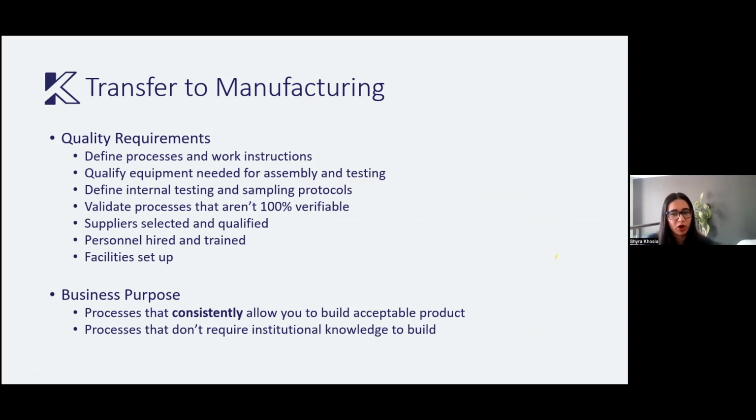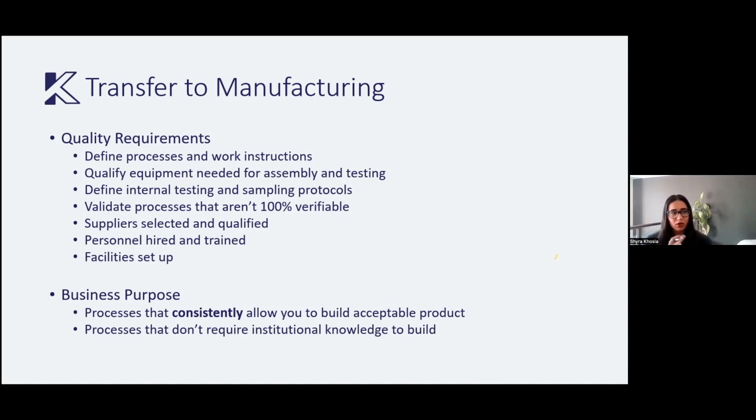internal testing requirements. How do you know that your processes are actually going to build you good product, that you have suppliers, that you have people on site to build, or maybe you've outsourced all of your manufacturing, but basically that all of those facilities are set up. And those are kind of key quality requirements.